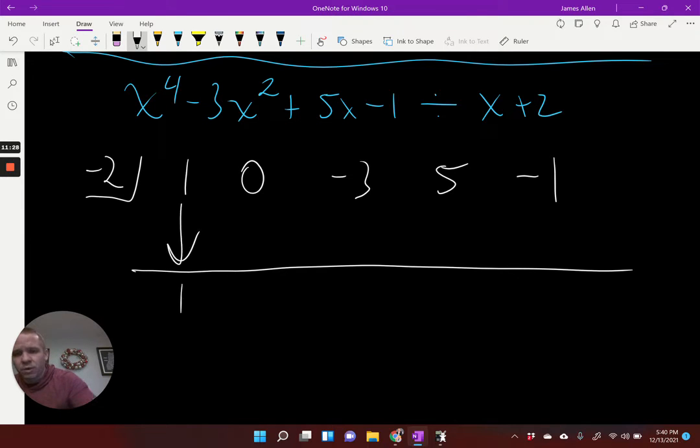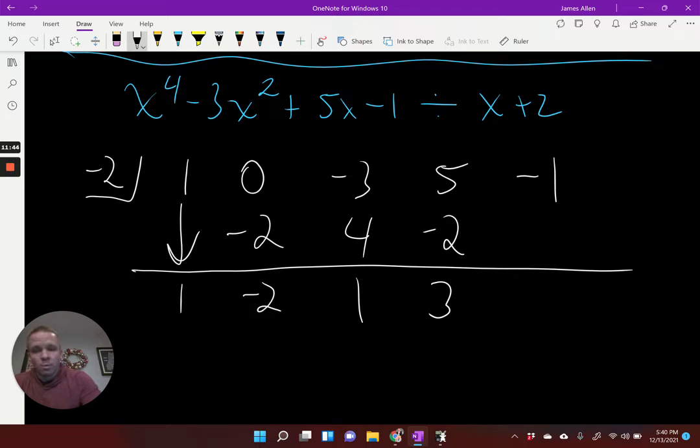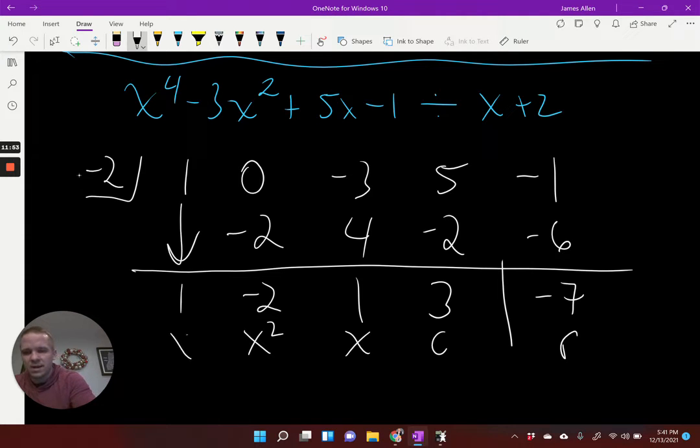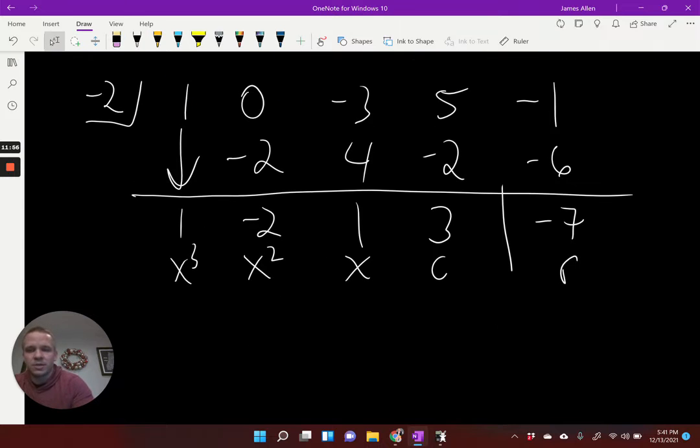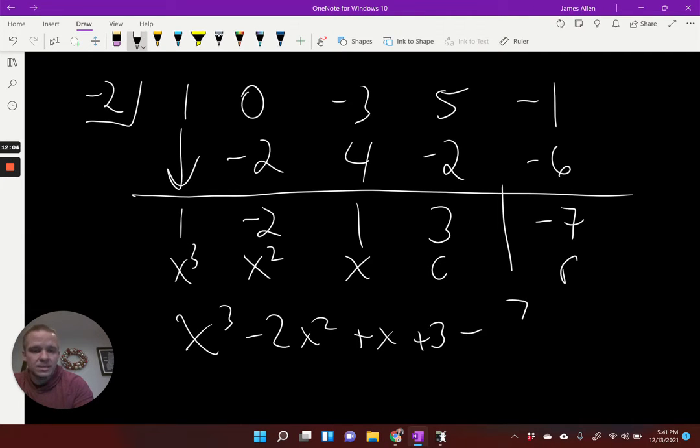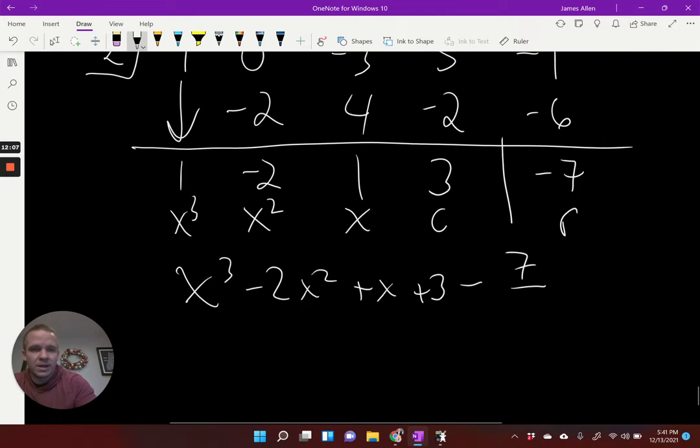So we're going to start by dropping down this 1. Then negative 2 times 1 is negative 2. Then we're going to add. Negative 2 times negative 2 would give me positive 4. And then we're going to add vertically. Negative 2 times 1 gives me negative 2. Add vertically, I get 3. Multiply again, we get negative 6. Add them, we get negative 7. So this is my remainder. This is my constant, my x squared, and my x cubed. So my final answer here would be x cubed minus 2x squared plus x plus 3 minus 7 over what we divided by, x plus 2.